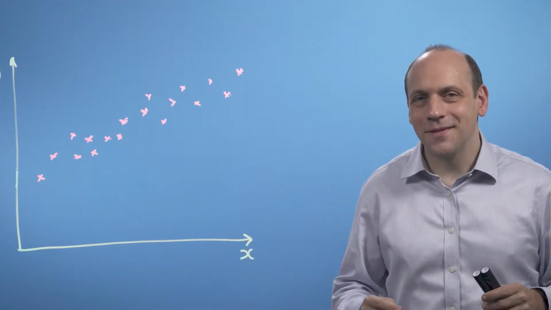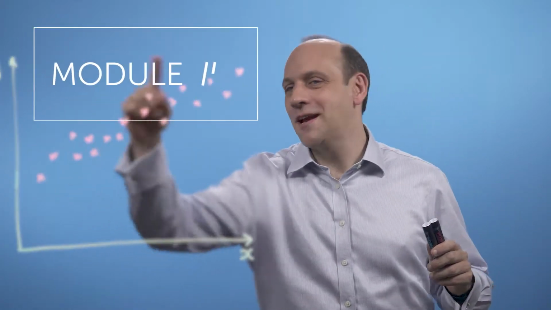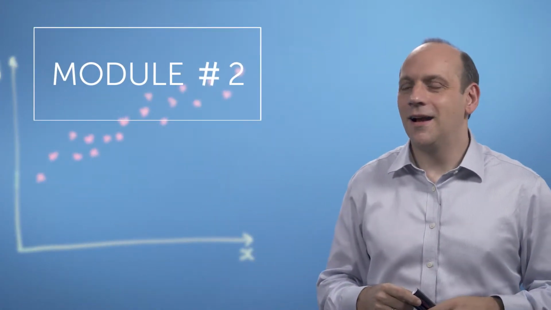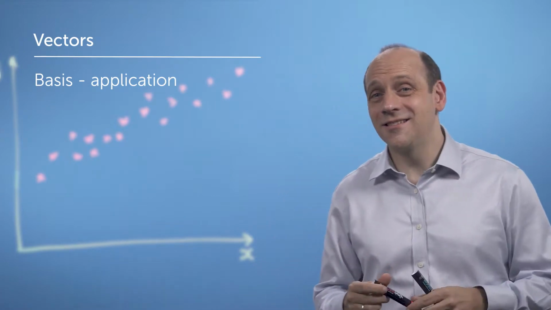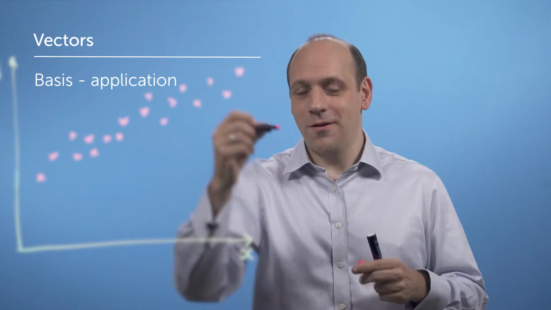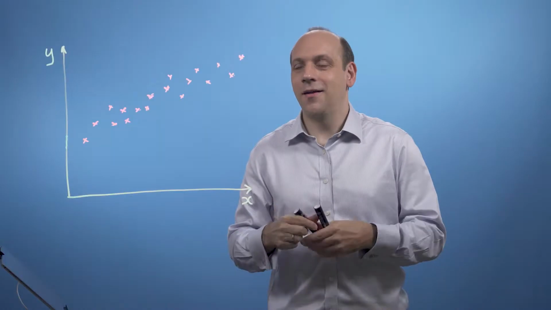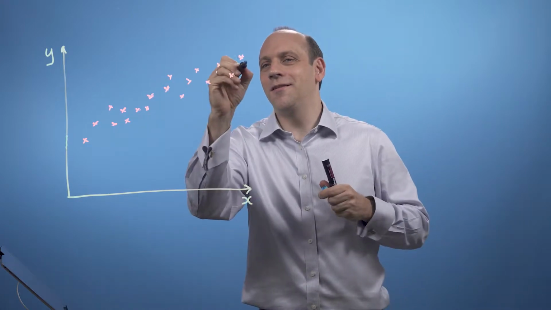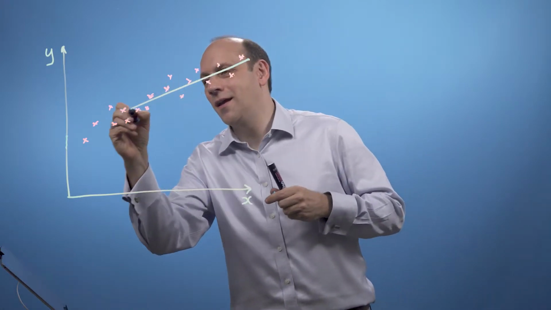For example, say I have a bunch of 2D data points like this, and say they all more or less lie on a straight line, right? We can kind of see that. These guys all more or less lie on a line that's going to be something like that.